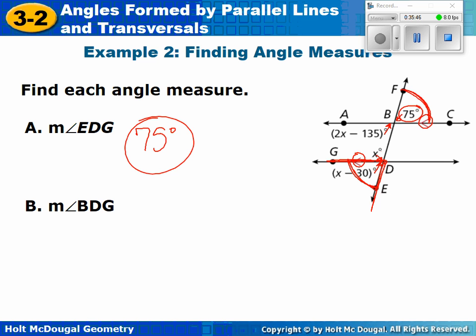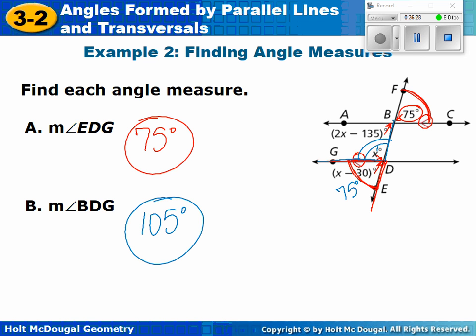Then they wanted you to find BDG. So BDG is this angle. I know right now that this one is 75. What kind of angles are these two angles? Good, linear pair. And if they're a linear pair, they are what? Supplementary. So that means angle X has to be how much? 105. And if I were writing down my reason, I would have used alternate exterior for part A and then linear pair theorem for part B. Is this making sense? Okay.